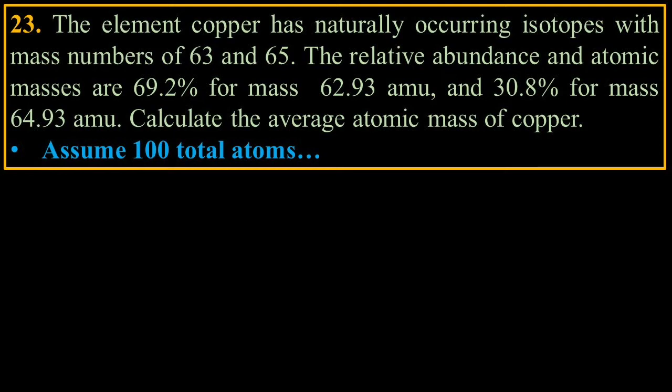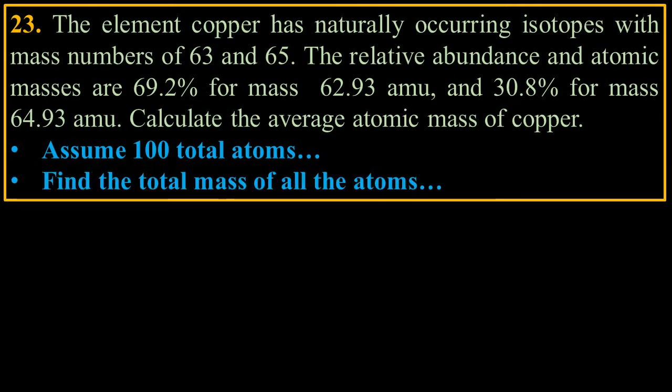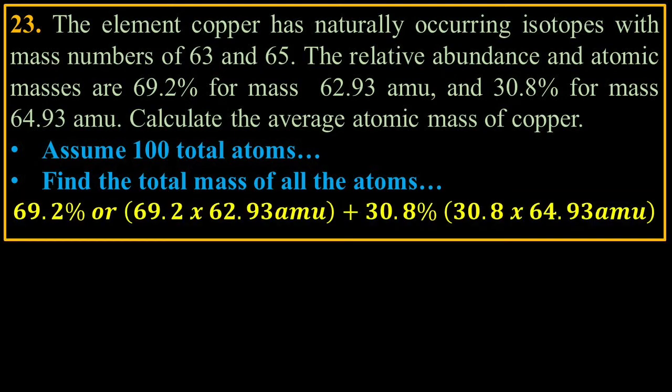Now, 69.2 atoms of this random selection have a mass of 62.93 AMUs, and 30.8 atoms have a mass of 64.93 AMUs. So what I want to do is find the total mass of all 100 atoms. So what I'm going to do is multiply the number of atoms of 62.93 by 69.2 and the same for the 64.93. So there you have the values. Okay, so 69.2 atoms have a mass of 62.93 and 30.8 atoms have a mass of 64.93. Now, I'm going to find an average.